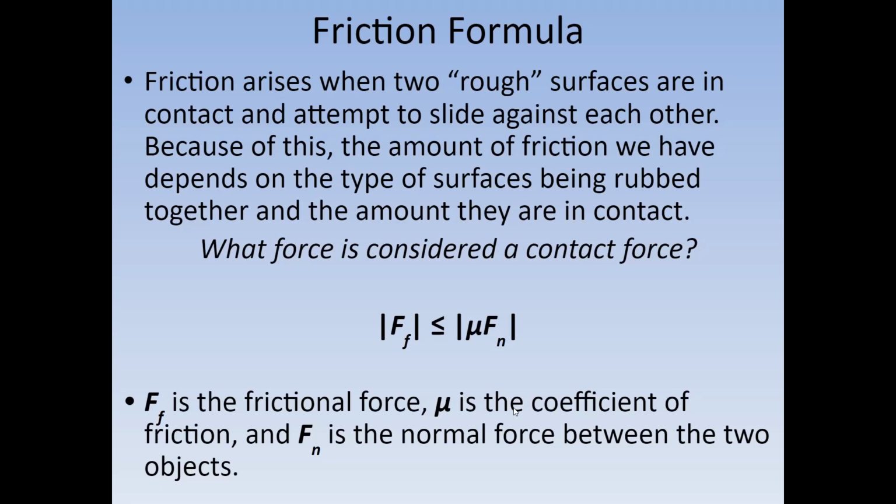One thing to point out is that the mu refers to two surfaces, not just one. So it's the coefficient of friction between skates on ice or something, and that would be those two objects. That would have a slightly different coefficient than wood on ice.